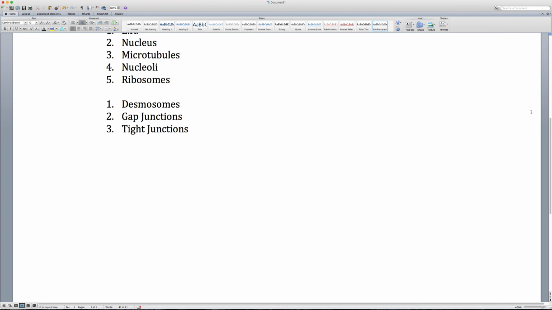Next question. In smokers, damage results to the cilia lining the respiratory tract. Explain why these individuals are at a higher risk of developing respiratory infections. And the last question that I have is, describe the differences between cell division of normal cells versus cancer cells.